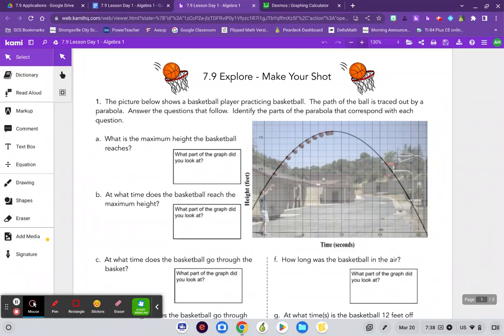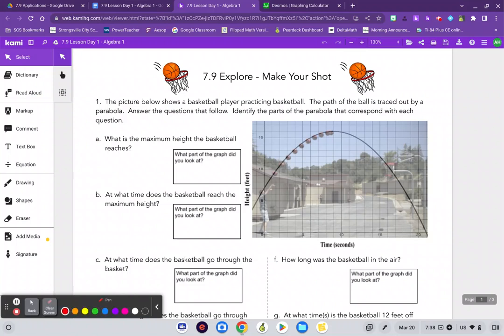As we work through these application problems or word problems for quadratic functions, we are going to use Desmos to help us find answers so that our focus can be on what we need to find based on what the question is asking. The picture below shows a basketball player practicing basketball. The path of the ball is traced out by a parabola, so the graph of a quadratic function. Answer the questions that follow. Identify the parts of the parabola that correspond with each question.